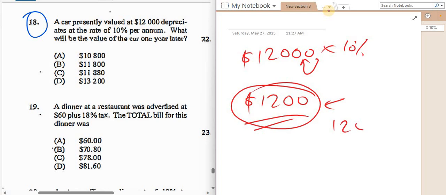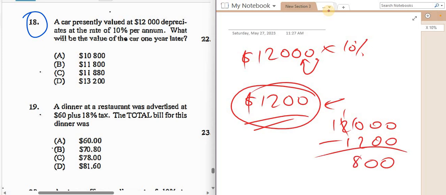So it'd be 12,000, and take off the amount of value that comes off. 0 take away 0. Take away 1 from that, put it on that, give you what? 2 from 10 gives you 8. 1 from 1, and carry the 1 there. So it's 10,800. So the answer is A. So everybody got that, right?